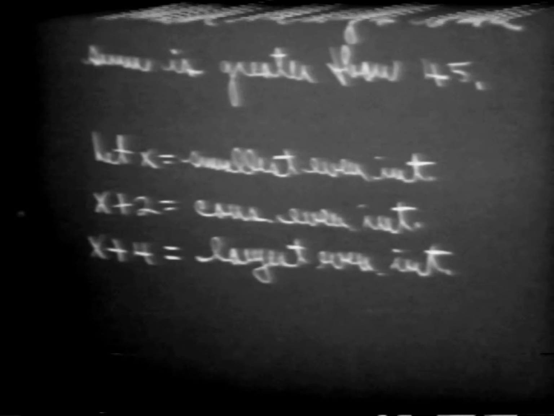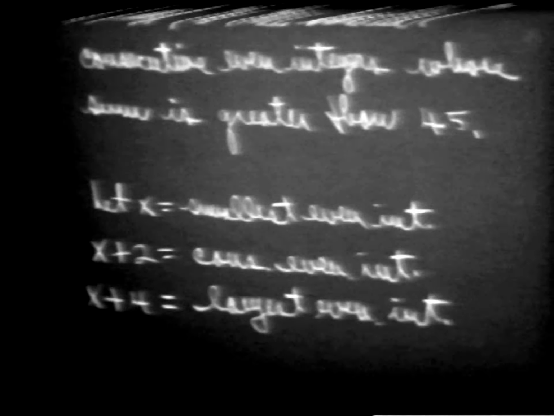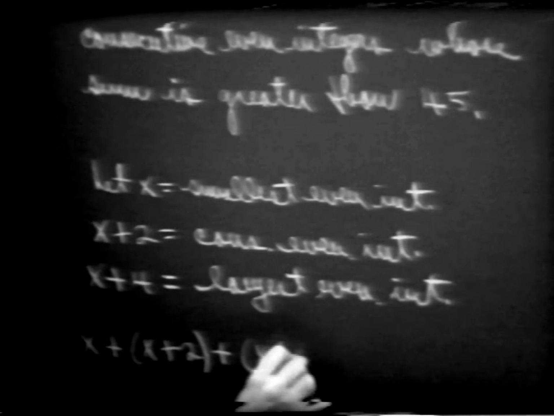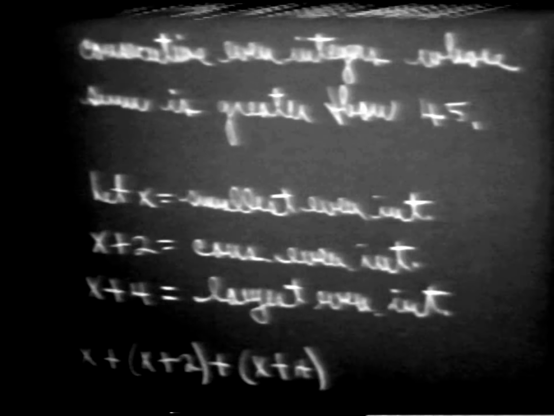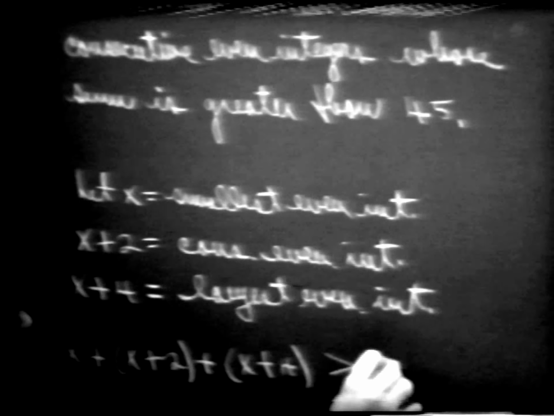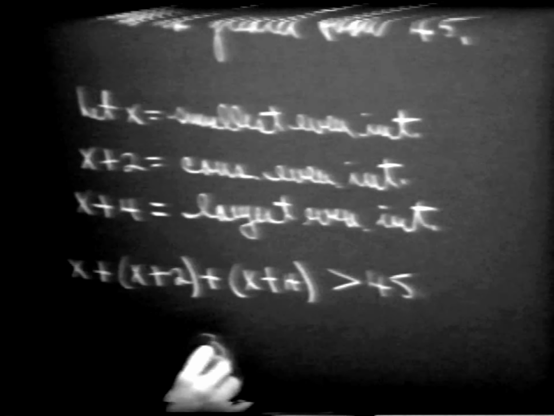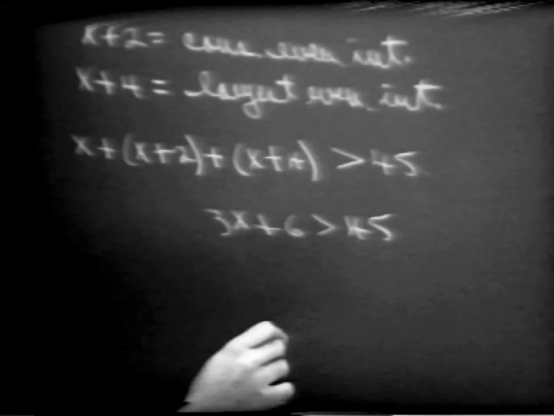And you look at the sentence, the conditions of the problem, and who thinks that he can write a sentence here, which will give us what we want. Todd says x plus (x plus 2) plus (x plus 4), and the statement of the problem says that this is greater than 45. Everyone agree with that? Okay? And you look at that, and you say, well, let's see, I have 3x plus 6 is greater than 45. Is that right? Okay?